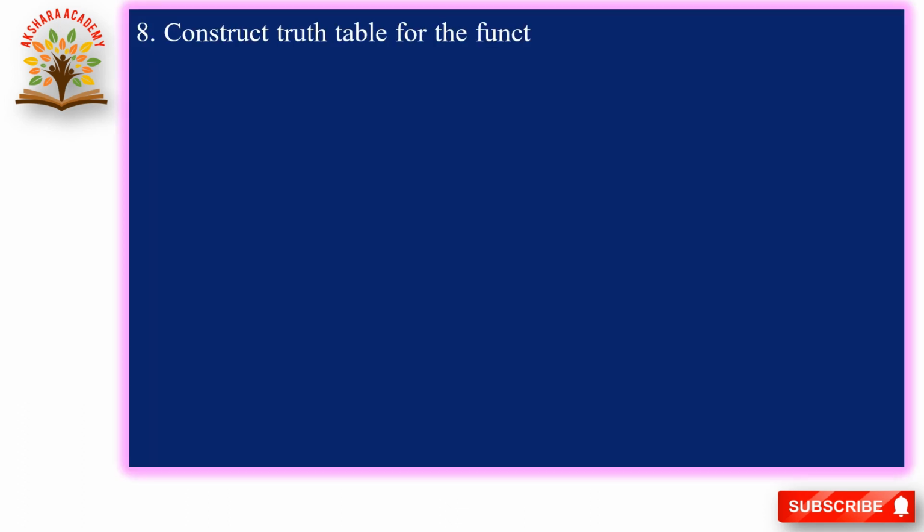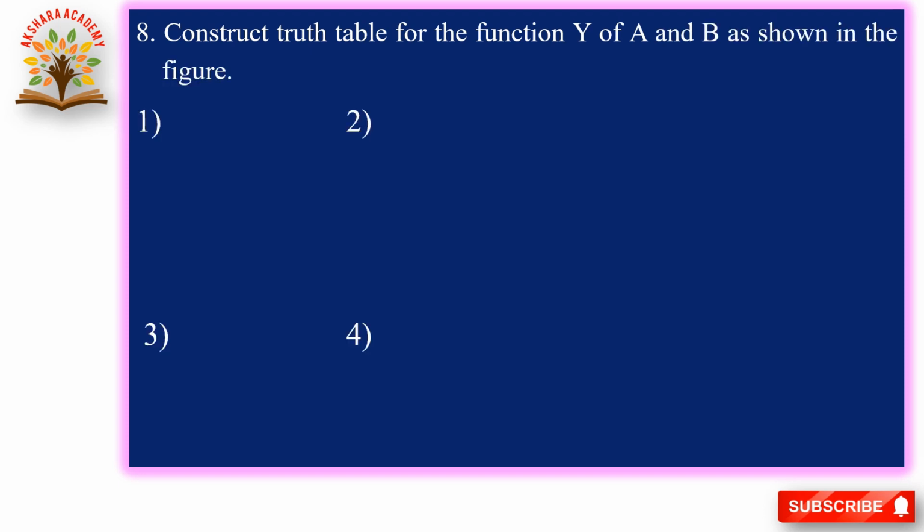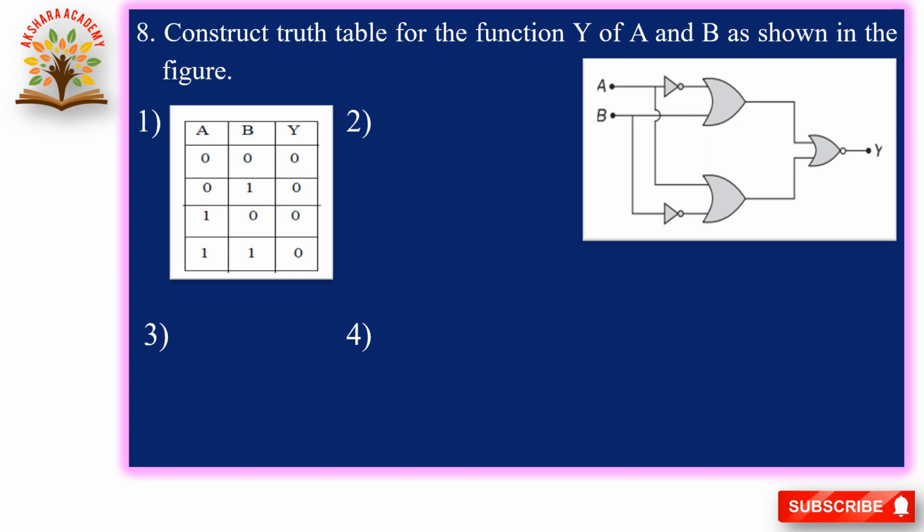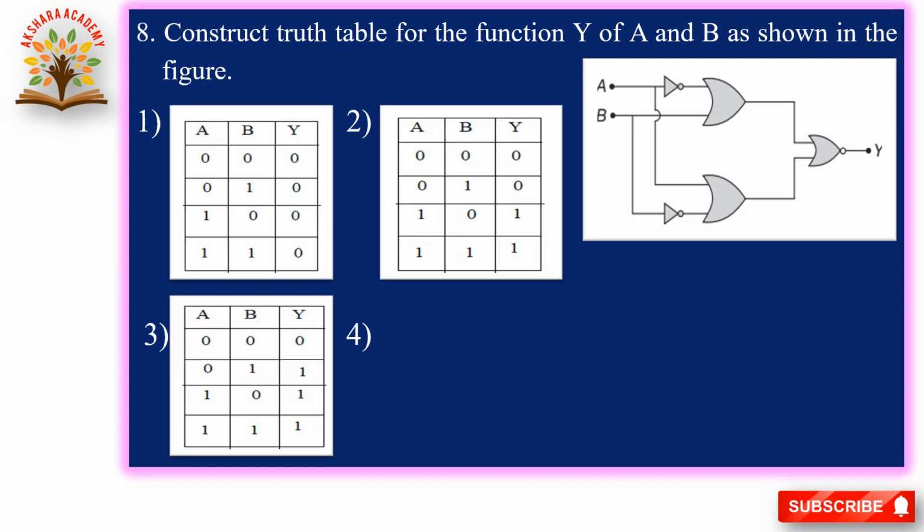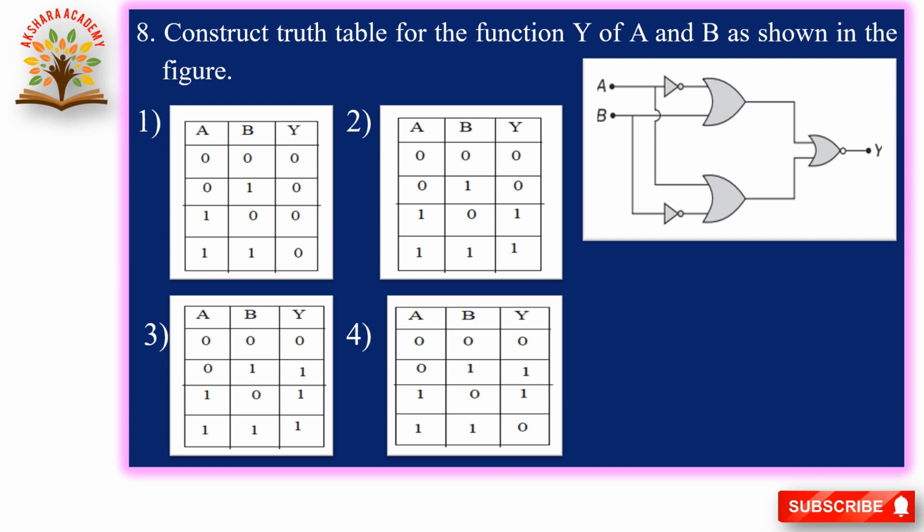Construct the truth table for the function Y of A and B as shown in the figure. See, we have to construct the truth table for the function. These are the truth tables as shown in figures 1, 2, 3 and 4. Now we'll calculate here A, B, this is Ā + B and here the output, and here also A + B̄. So now let us go to the solution.